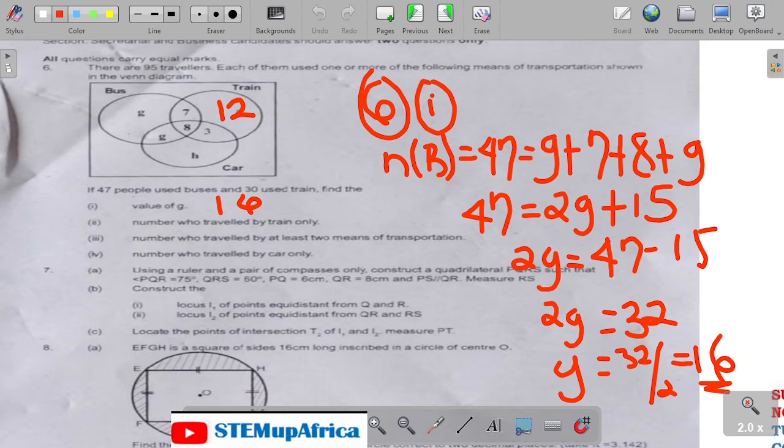Then let's look at the number who travel with at least 2 means of transportation. So we need to know those who travel by car only. By doing so, I have to equate 95, which is the universal set, to everything I have in the subset. So that would be Roman figure 3.